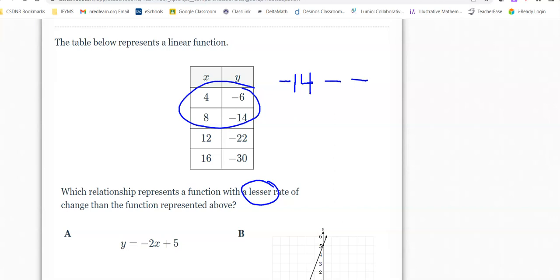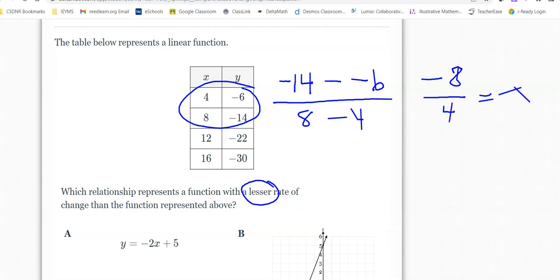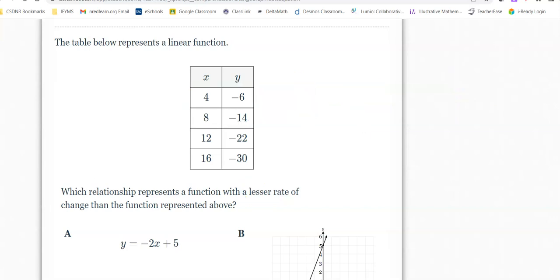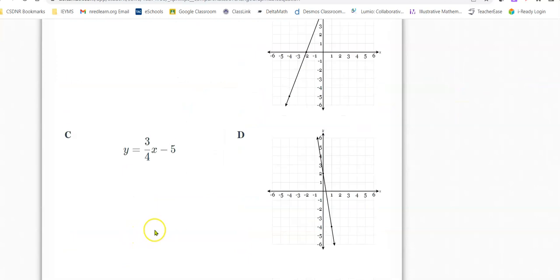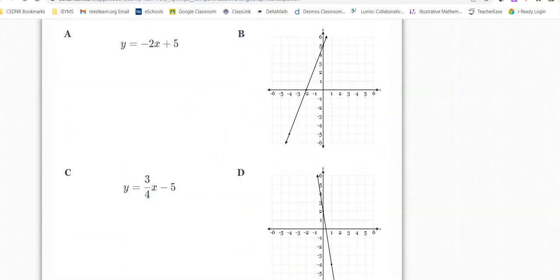Y minus y over x minus x, -8 over 4 is -2. So we're looking for something that is less than -2. All right, well this one right here is -2, so that's not lesser. This one is 1, 2, 3, 4, 5, 5, 2, that's higher.